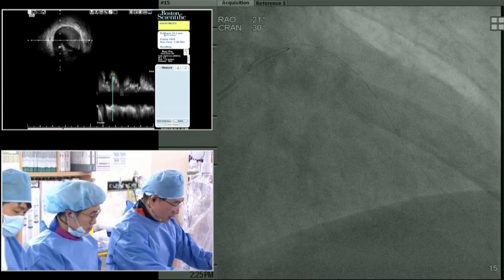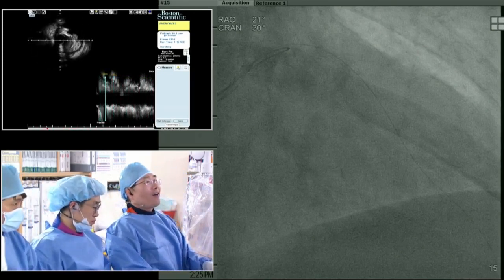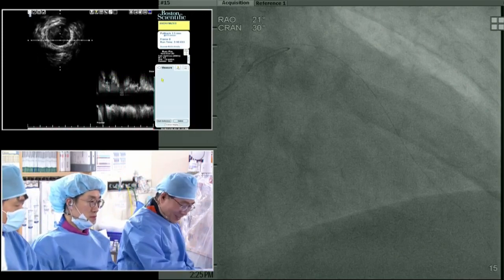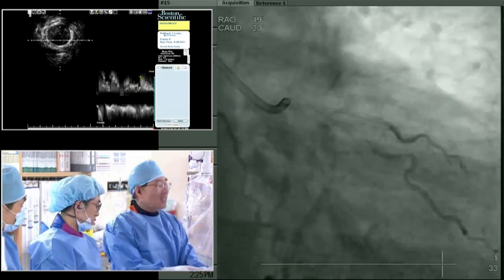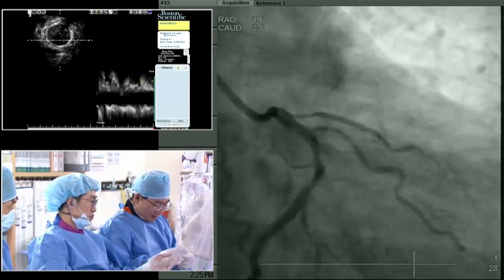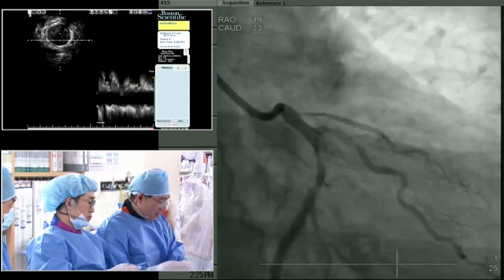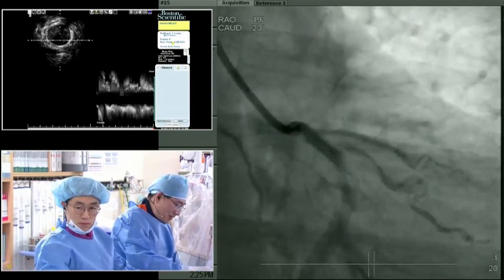Flush. No FFR for the circumflex? Oh, no. Do you want it already done? Not yet, not yet. So I'll do the IVUS at first, and then if you want, we do the FFR. Is it okay?